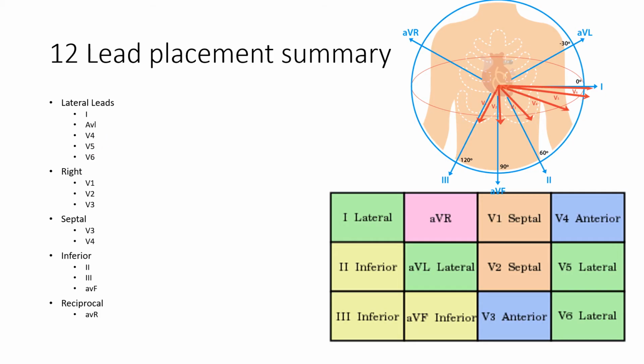Our right side of the heart, anteriorly, V1, which is right ventricle and right atrium, and V2, which is right ventricle. Our septal leads, V3, which is RV septum, V4, which is left ventricular septum. Our inferior leads, 2, 3, and AVF, and our reciprocal lead, AVR, hanging out way over here.